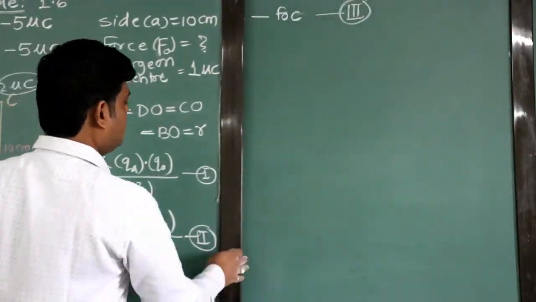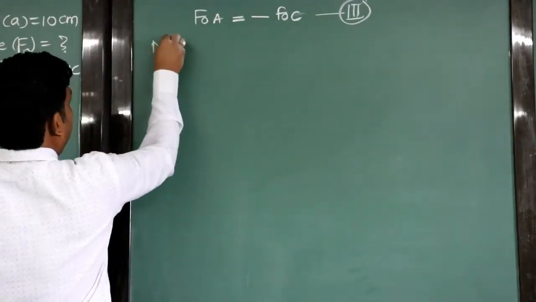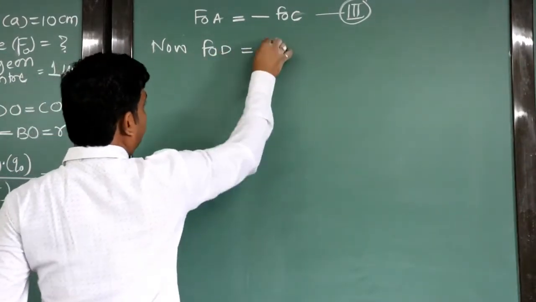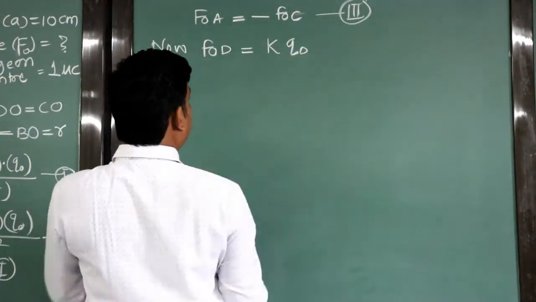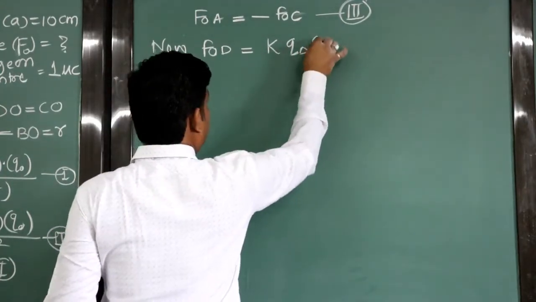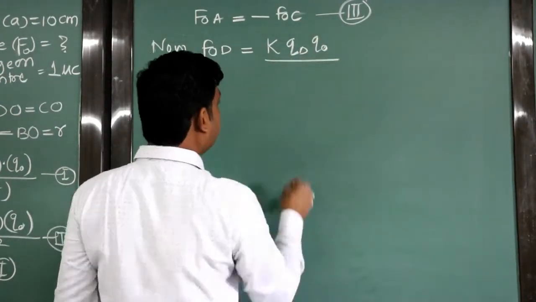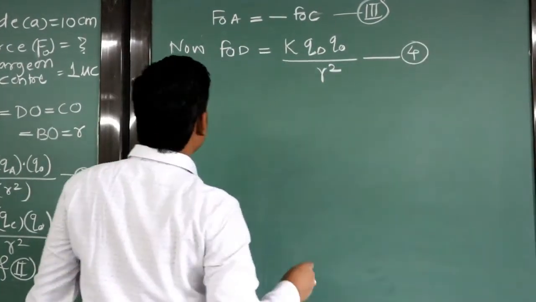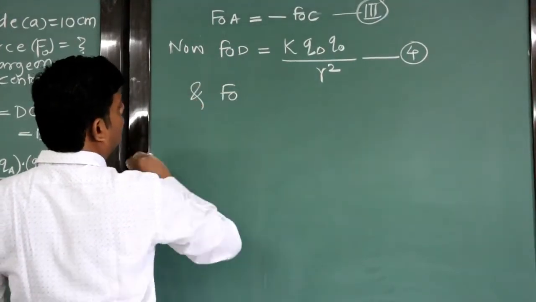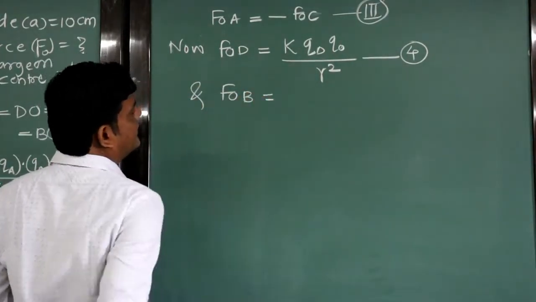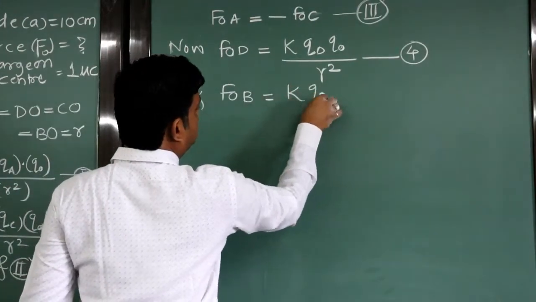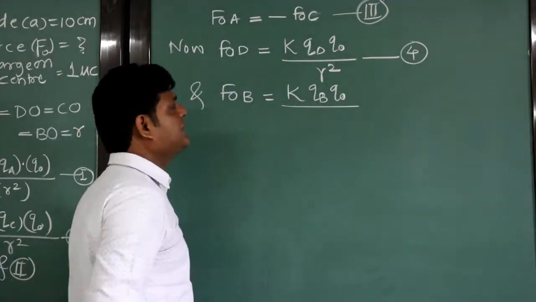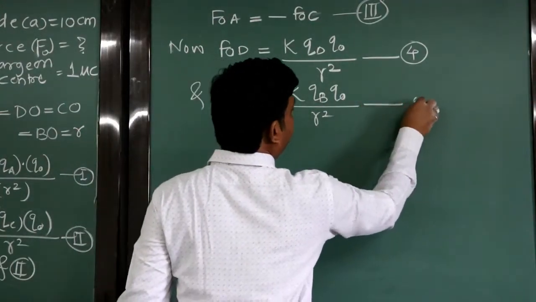Now, force acting on O due to D will be K, charge due to D, and charge on the center, divided by R square, equation number 4. And force acting on O due to B is equal to K QB QO, where QO means charge on the center, divided by R square, equation number 5.